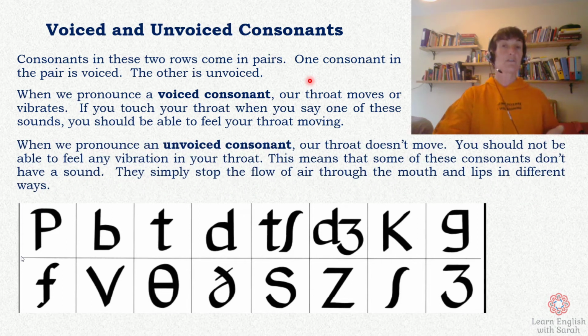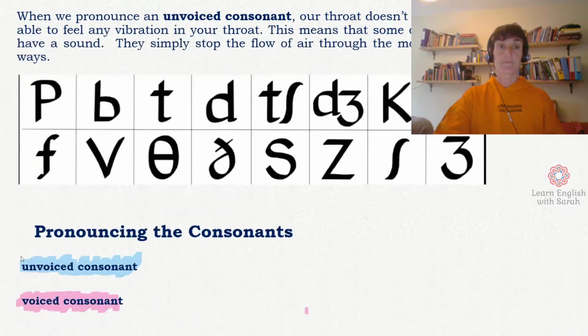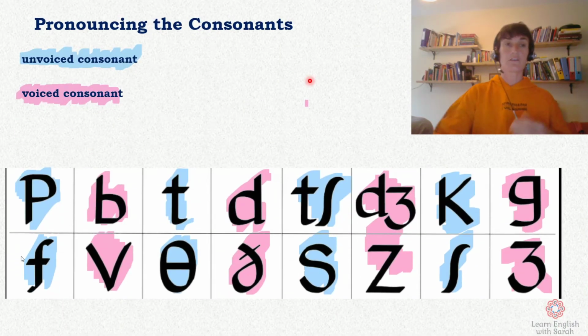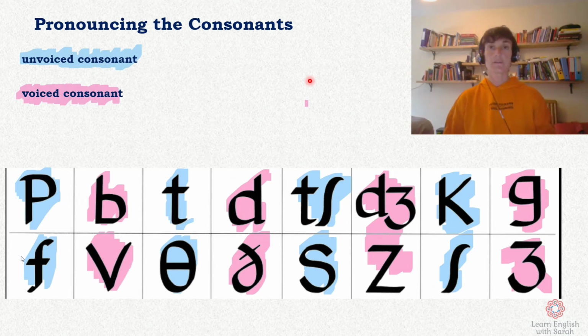So an unvoiced consonant then is the opposite, and when we say an unvoiced consonant, our throat doesn't move. So you shouldn't be able to feel any vibration in your throat. And actually, that means that some of these consonants don't have a sound. They just stop the air through the mouth in different ways in different places. So let's look at how you can pronounce these consonants, and I've coloured them to make it easier for you. The unvoiced consonants are blue, the voiced consonants are pink.